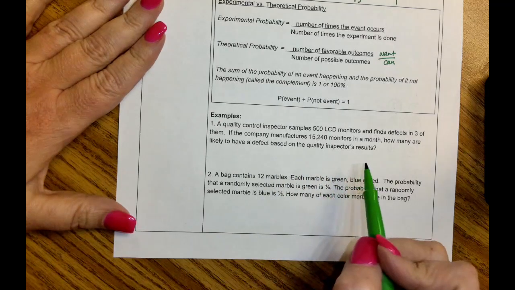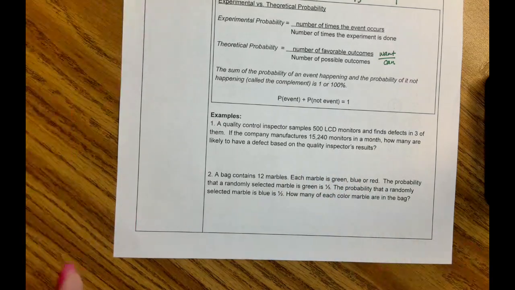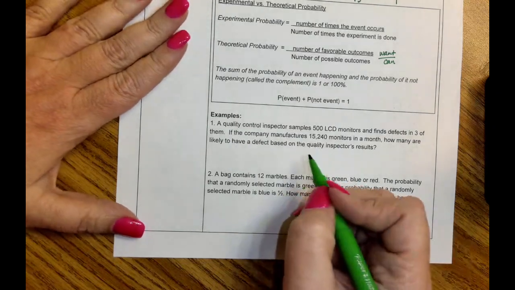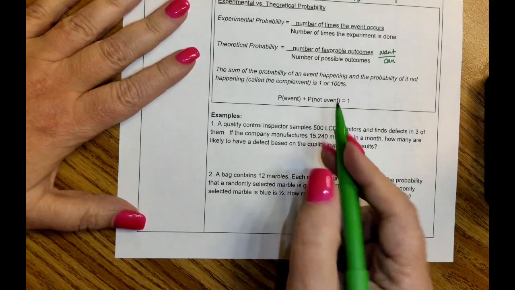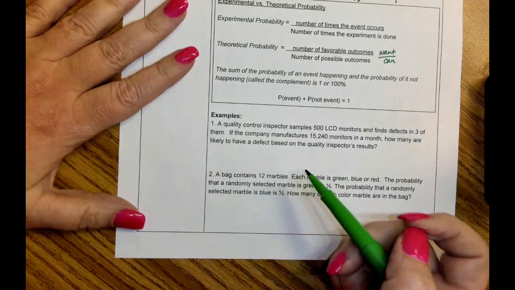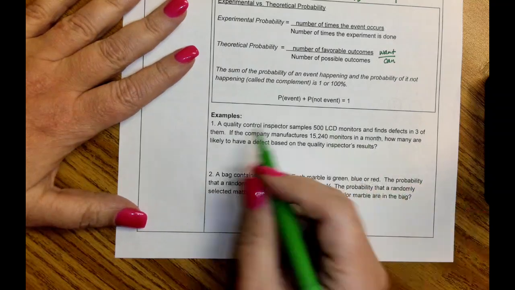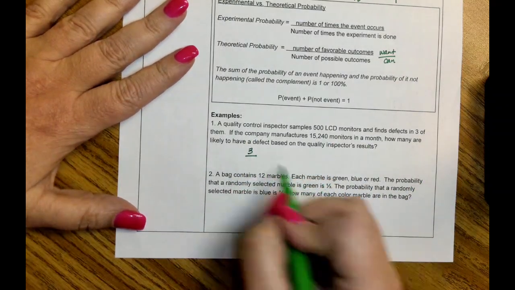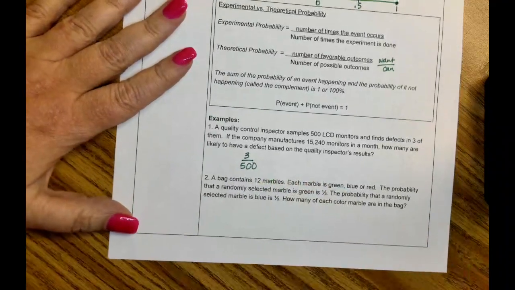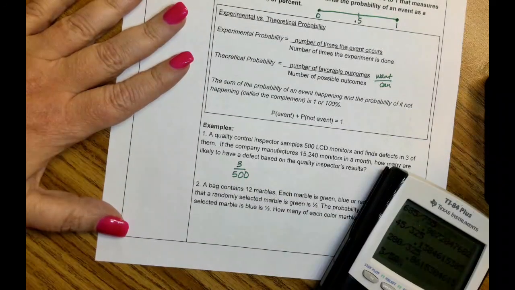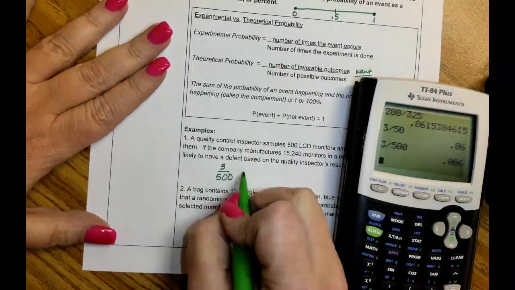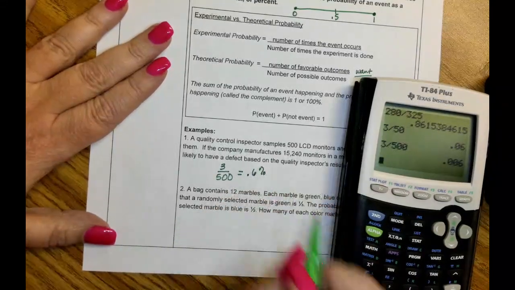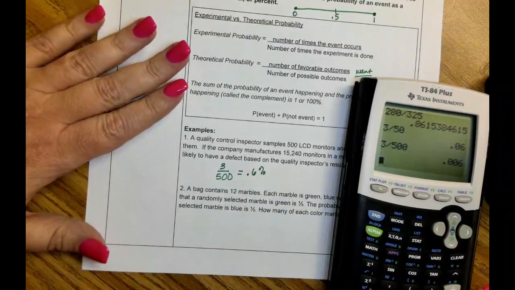quality inspector's results? Okay, so what we want to do is take a small piece of data and extend it to predict a larger piece of data. There are a couple ways you can look at this. The experimental probability is the number of times the event occurs versus the number of times the experiment is done. So there were 3 defects out of 500. 3 out of 500 is 0.6%. So there is a 0.6% chance of choosing a monitor that has a defect.